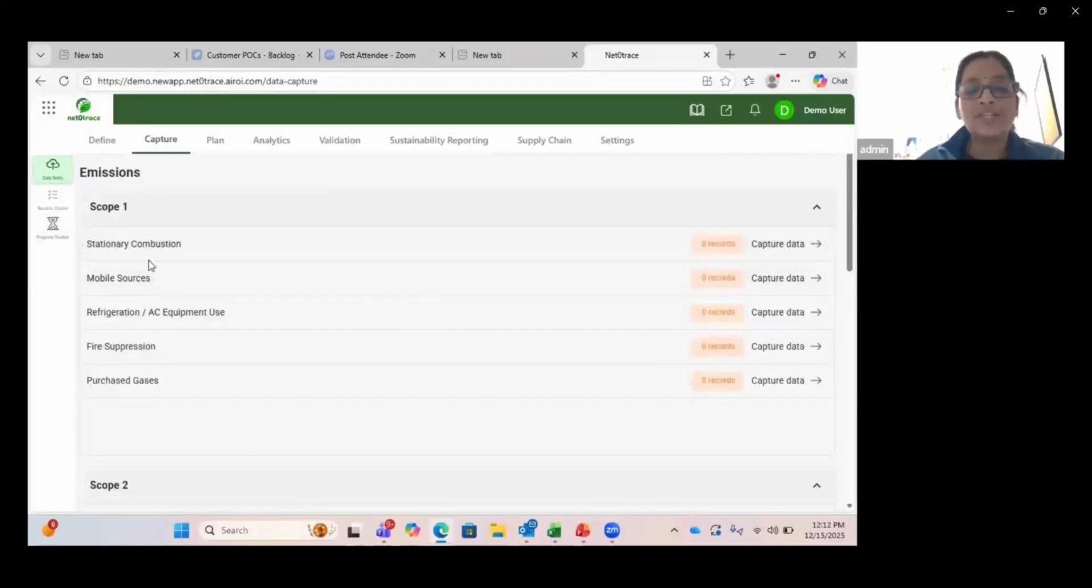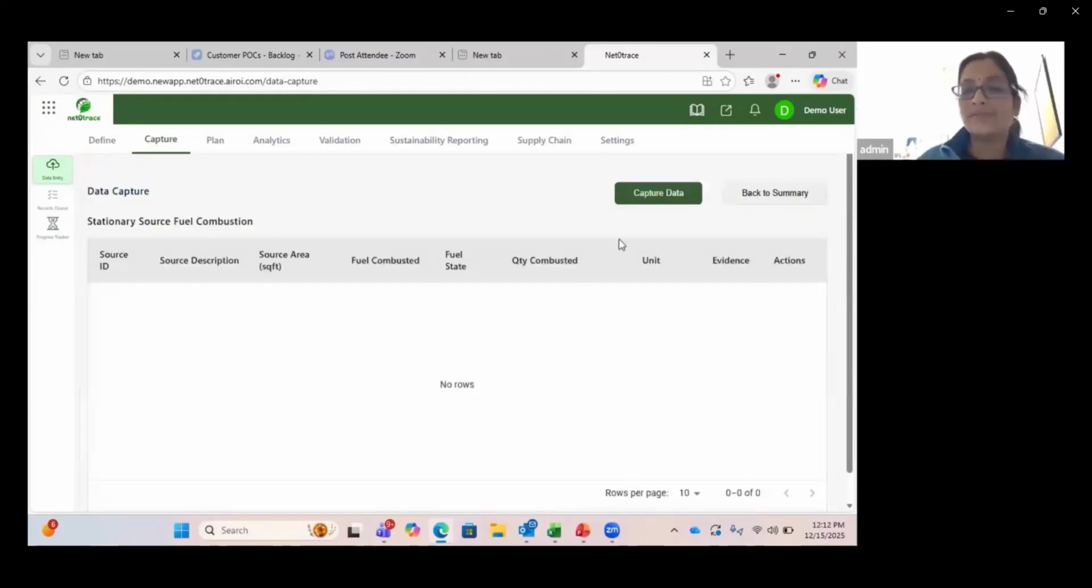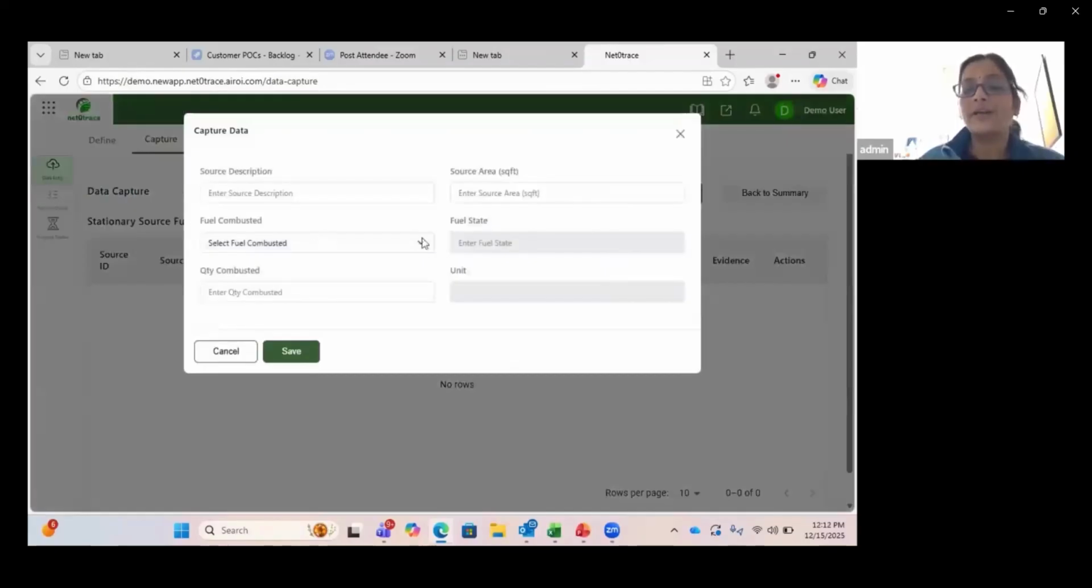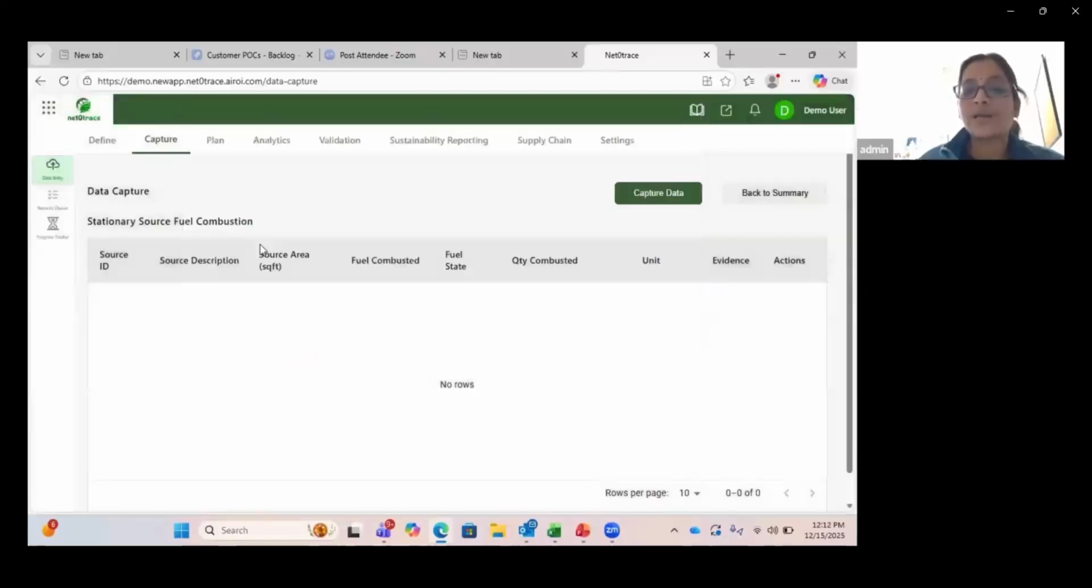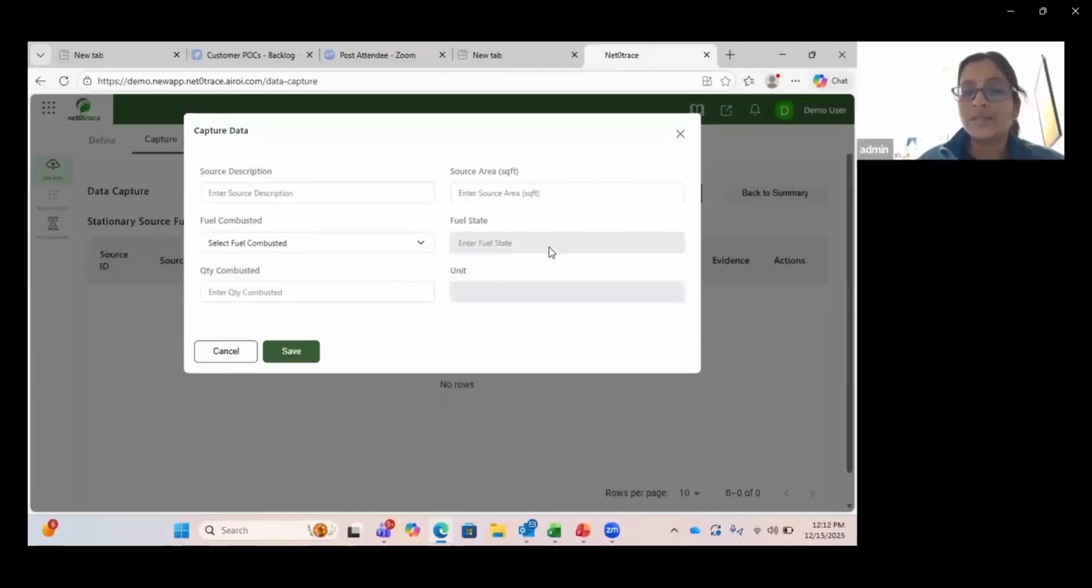For instance, if it is stationary combustion, it represents the fuel which is burnt within the organization. For example, in the kitchen, there is LPG gas which is burnt, or there is charcoal which is burnt. So all these details are captured within the screens. It'll take the details of all emissions for that particular category. So what kind of fuel is combusted? Is diesel being burnt? Is kerosene being burnt? Is coal being burnt? So you capture this. And then you capture what state, which means basically whether it is a solid, liquid, or gas state of the fuel that is burnt, and how much quantity is combusted.